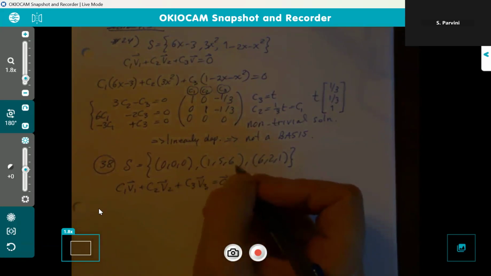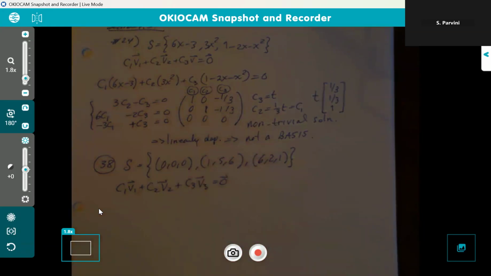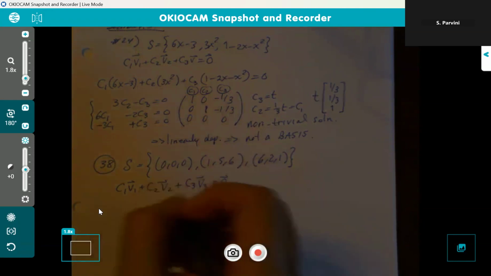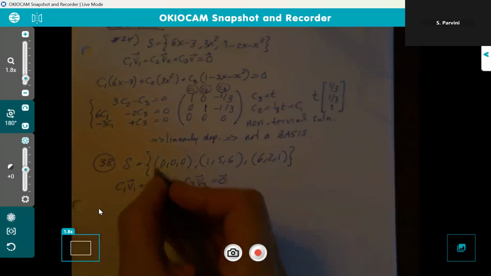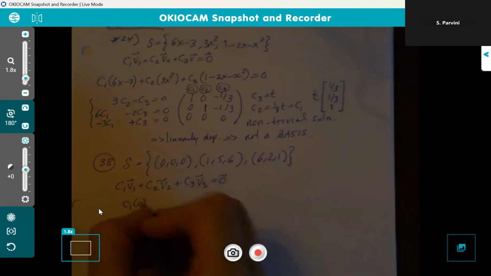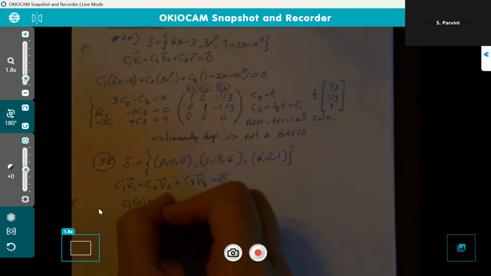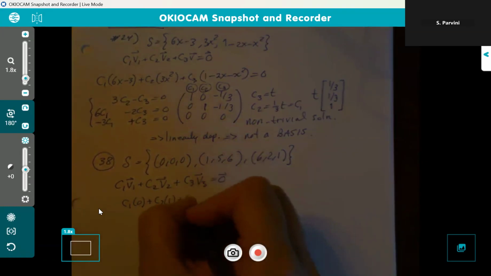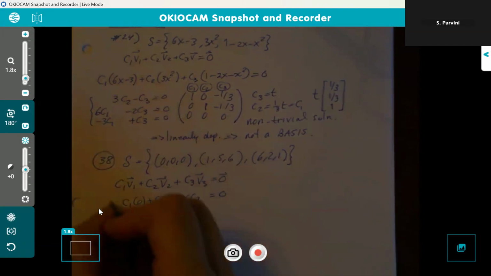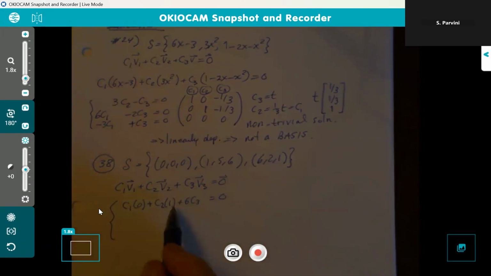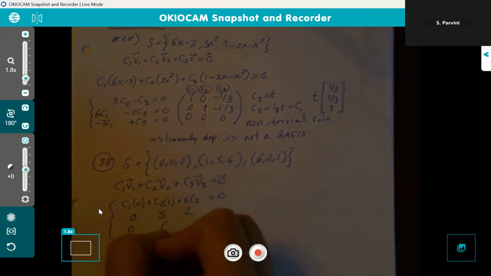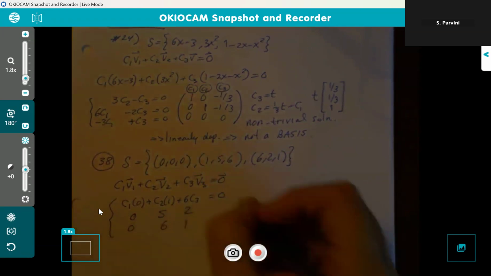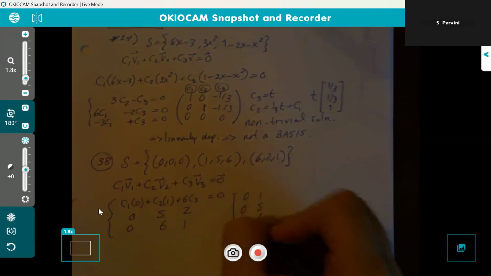We only need to check one or the other for the basis. Now, the span of this set is 3, right? Span is 3, the number of vectors. So let's check it out. The matrix is going to be C1 times 0 plus C2 times 1 plus 6C3 equals 0. That's how you write the system. I'm going to have 0, 1, 6. The second row is going to be 0, 5, 2, and 0, 6, 1, right? So my matrix is therefore 0, 0, 0, 1, 5, 6, and 6, 2, 1.